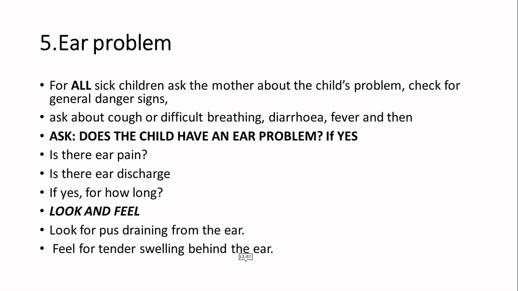Ask about cough or difficult breathing, diarrhea, fever, and then ask, does the child have an ear problem? If yes, is there ear pain? Is there ear discharge? If yes, for how long? Look and feel. Look for pus draining from the ear. Feel for tender swelling behind the ear.